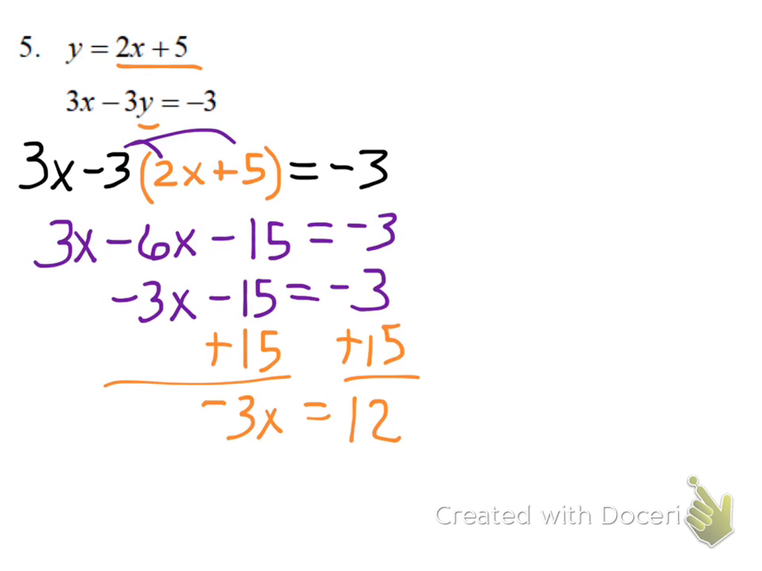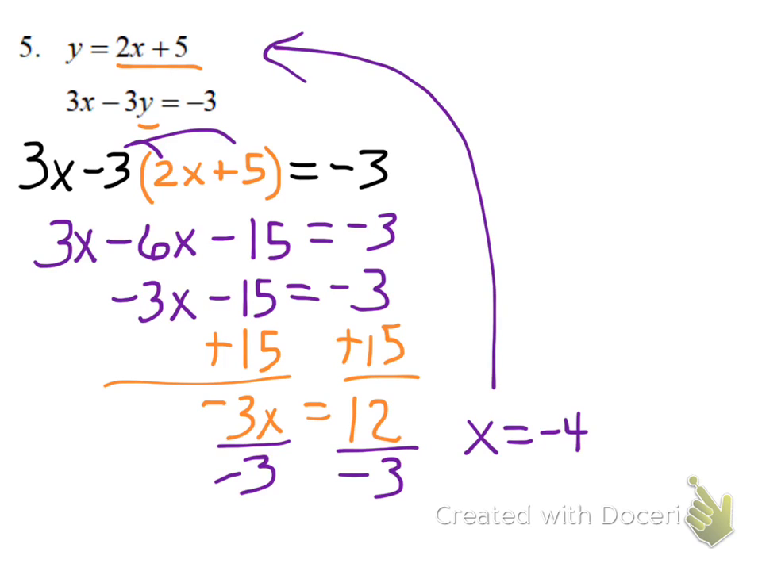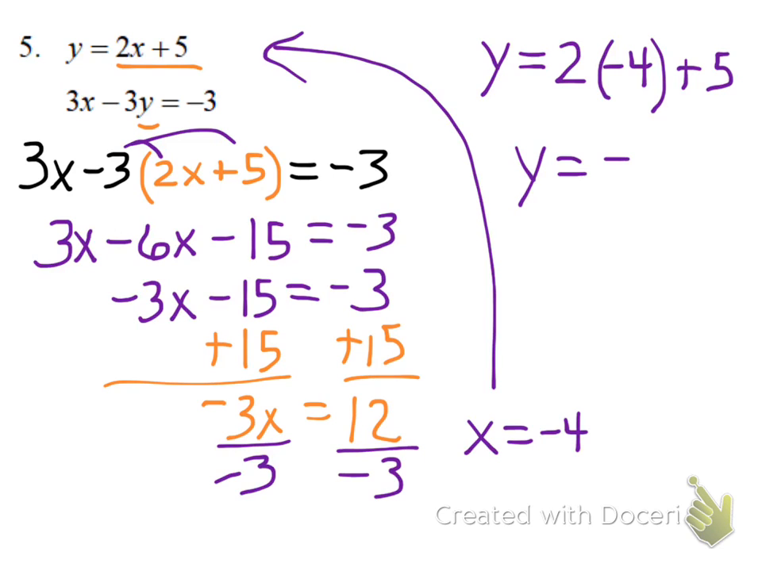To get rid of multiplying by negative 3, we'll divide by negative 3, and so x equals negative 4. To find the y, we're going to plug this back in. I'll go back to the top original. y equals 2, and then in place of x, put negative 4. Order of operations, you get multiplication, then addition. So we'll multiply and we get negative 8 plus 5 gives us negative 3. Put it together as an ordered pair x, then y.